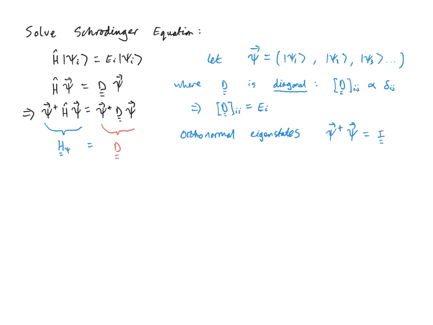Just one clarifying point here. On the left-hand side, we have the Hamiltonian matrix in the eigenbasis. That's why I've labelled it with this subscript psi. The Hamiltonian matrix looks different in different bases. Okay, so that's what we mean by solving a Schrodinger equation. We want the Hamiltonian matrix to be a diagonal matrix of eigenvalues.